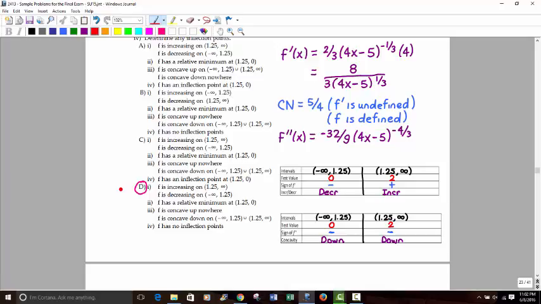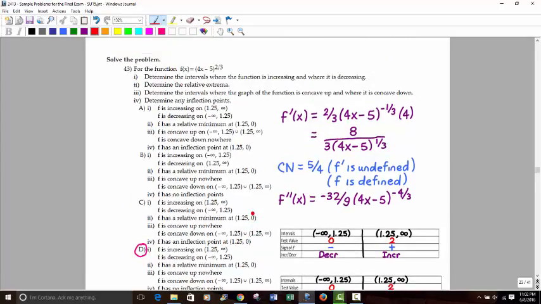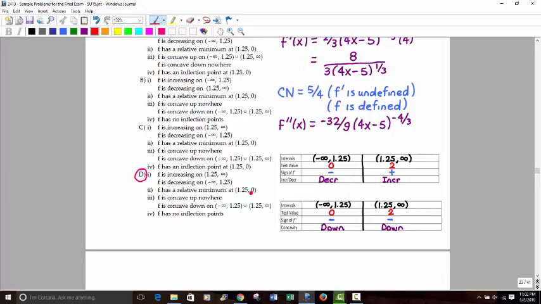So let's look at answer D here. It's got the increase over here, the decrease, negative infinity to 1.25. Relative min at (1.25, 0). That means when you put the 1.25 back into the original function, you're going to get 0 for y. That's kind of confusing, I know, but those are intervals in part 1, and that's a coordinate, that's a point in part 2 of that answer.